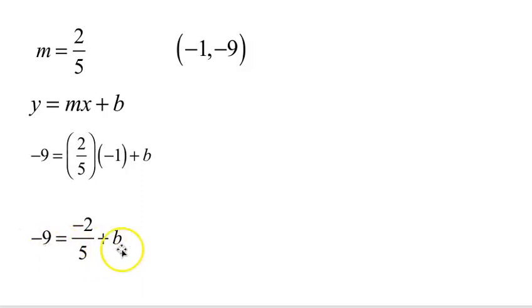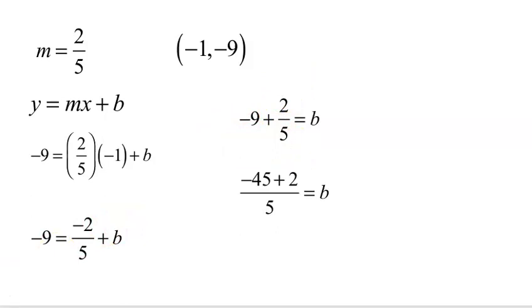Then I have to add 2/5 to both sides to solve for b. So negative 9 plus 2/5 is b. Negative 9 times 5 is negative 45 plus 2 over 5 gives me negative 43 fifths will be b. So I know m and I know b. If I know m and I know b, I can plug them in to get the equation of the line. The line is y equals mx plus b, y equals 2 fifths x plus negative 43 fifths.